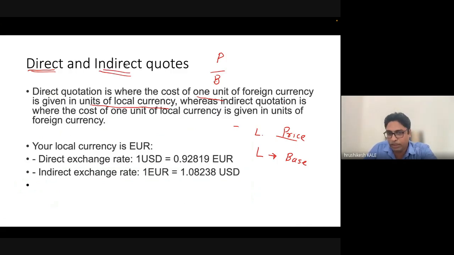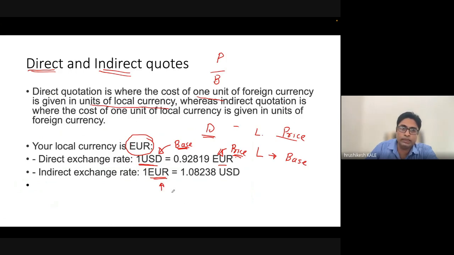Let us take an example to understand it in a better way. Let's say your local currency is euro and exchange rate is given as 1 USD is equal to 0.92 euro. Now, whenever anything is given as 1, always remember that is base currency. So if USD is base currency, EUR will be the price currency. So if your local currency is a price currency, then you call it as a direct quote. And euro is your local currency. If your local currency is a base currency, then we call it as indirect.